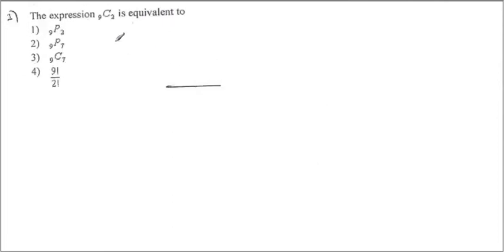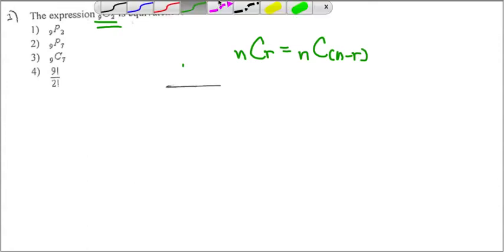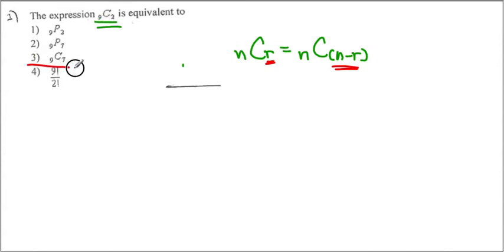Alright, let's look into this one. Which expression is equal to this? In fact, you will realize that nCr is always equal to nC(n minus r). In other words, these two values add up to the original value n. Since I have 2, what do I need so that I can make 9? It would be 7. So I know that 9C7 will be equal to 9C2.